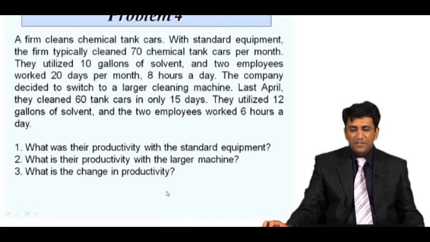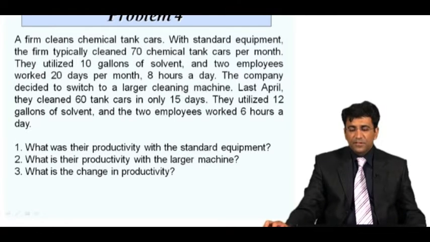Now again students, what happens after the usage of that larger cleaning machine? They utilized 12 gallons of solvent and the 2 employees worked 6 hours a day. Now this is very important. Now they are going to achieve the 60 tank cars service within only 15 days. So this information will give you actually the new labor hours. Now in this particular case, how will we calculate the new labor hours?